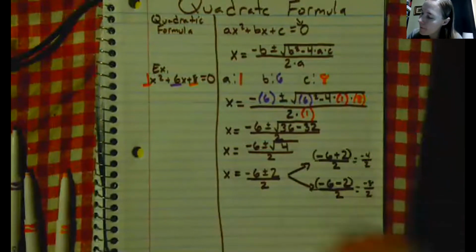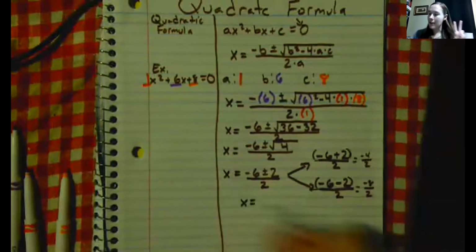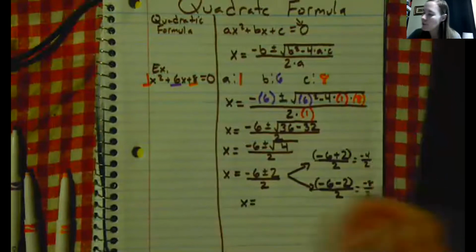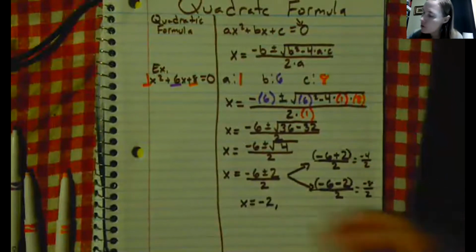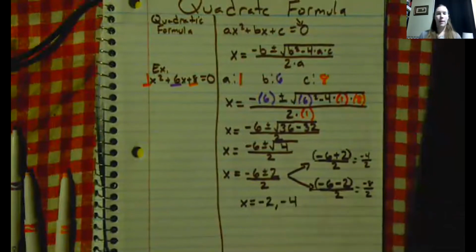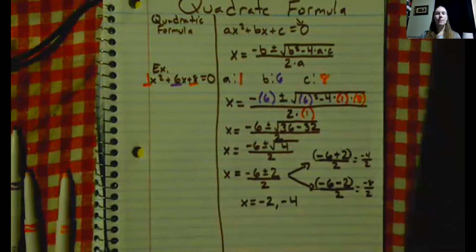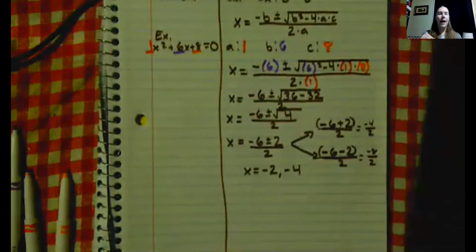So when you simplify, we got 2 different answers. We got -4 divided by 2, which is -2, and -8 divided by 2, which is -4. And those are our 2 zeros. You can check it by factoring and solving that way, but that's why we got these zeros. The reason this is super helpful is let's do one more problem.